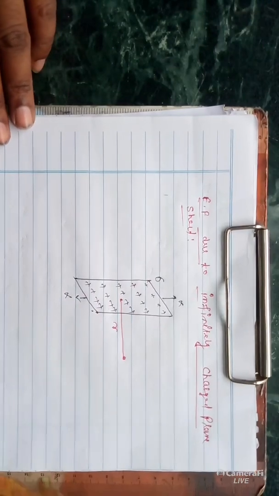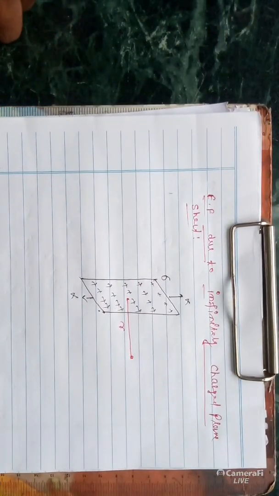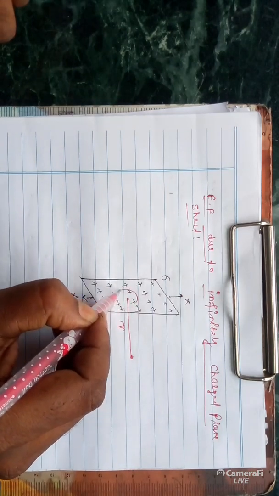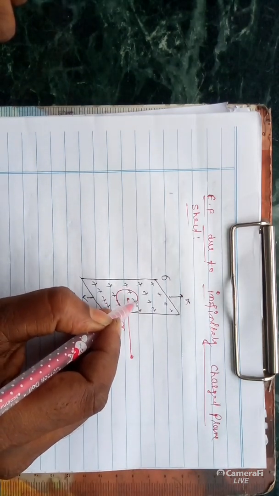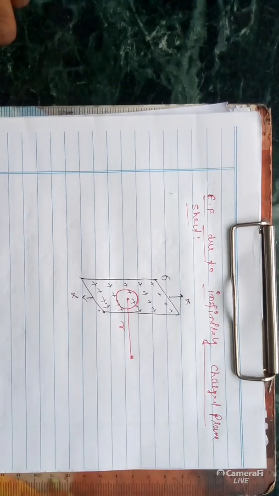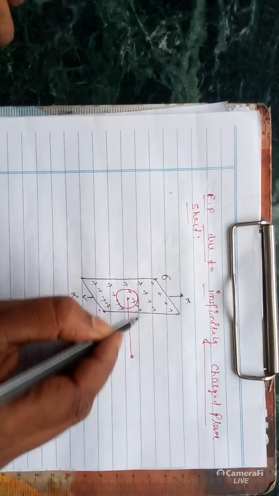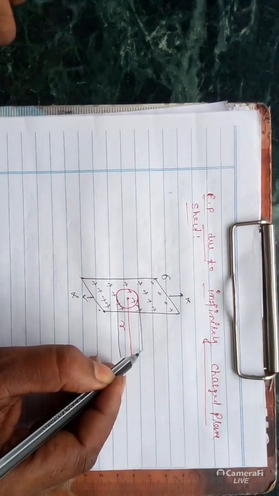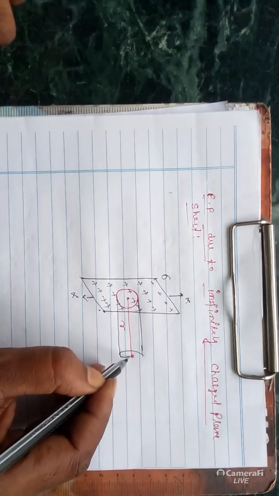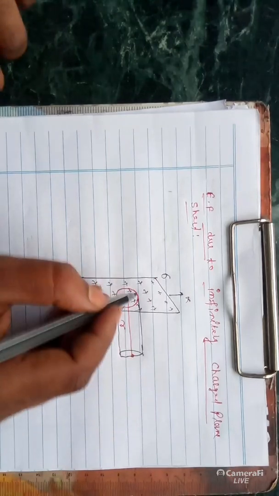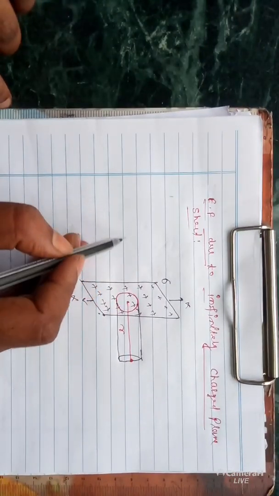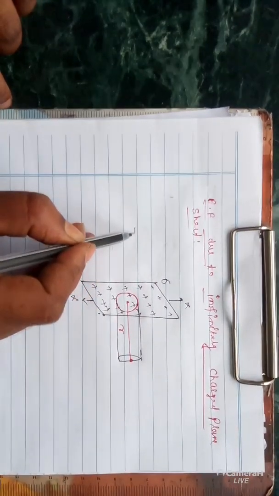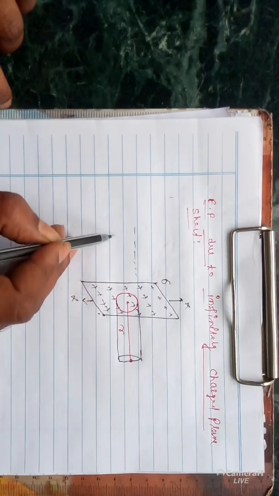Now, first of all, you have to take an imaginary Gaussian surface. How will you take? I am taking a cylinder of cross-sectional area A on both sides. This is the imaginary cylinder of cross-sectional area A. This side also the cross-sectional area, and this side also the imaginary cylinder will be there. So dotted line you can take, as it is imaginary.